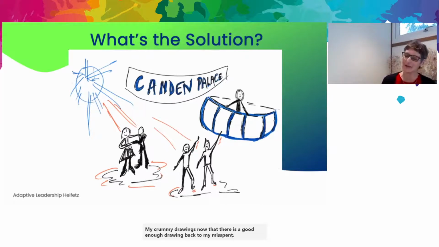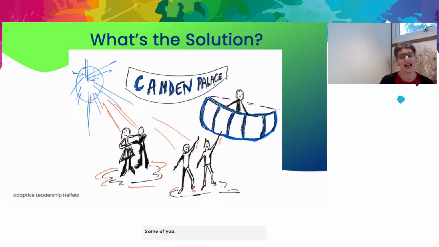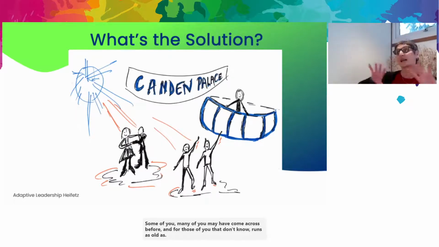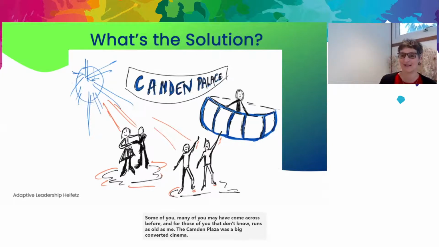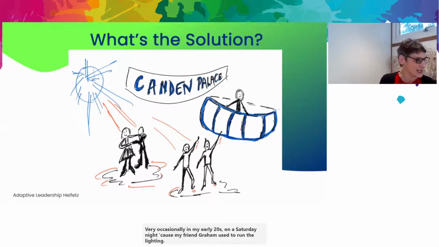And this is now building on the work of Ron Heifetz, who speaks about adaptive leadership, which I'm guessing, again, many of you may have come across before. And for those of you that don't know, or aren't as old as me, the Camden Plaza was a big converted cinema in Camden in London, where I used to hang out very occasionally in my early 20s on a Saturday night, because my friend Graham used to run the lighting system there.